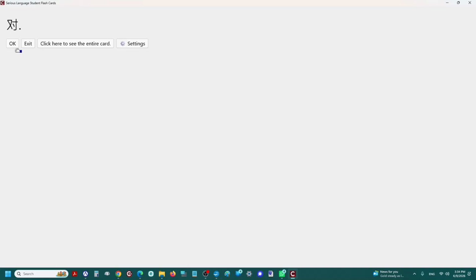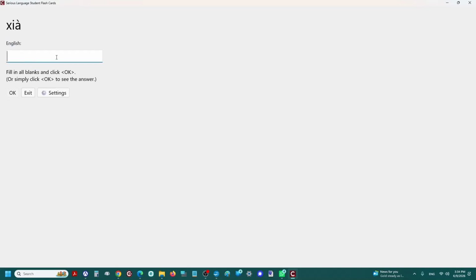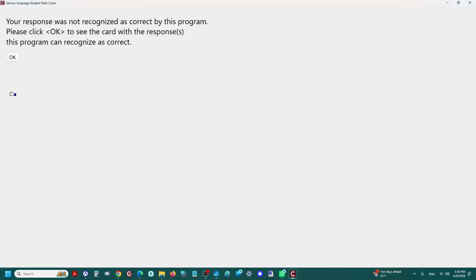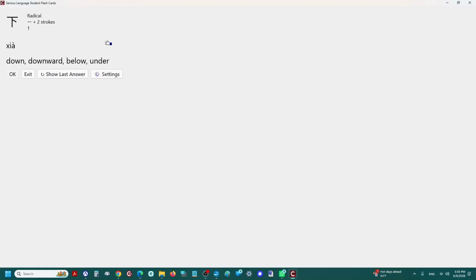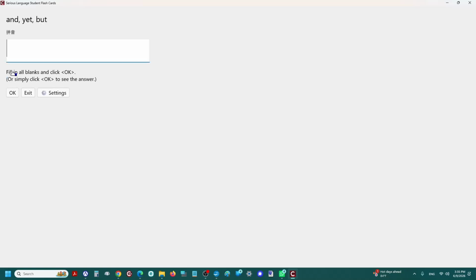Okay, here's another case of starting from the Pinyin and going to the English. And that is correct. And here it may be possible for you to get something wrong. You might confuse up and down. So let's answer up, which is going to be incorrect. And it says it's incorrect. So we click OK, and we see the correct response, which is down, below, under, downward. So anytime you make a mistake, you see the card and you see what is correct, and you see what the program will accept as correct.